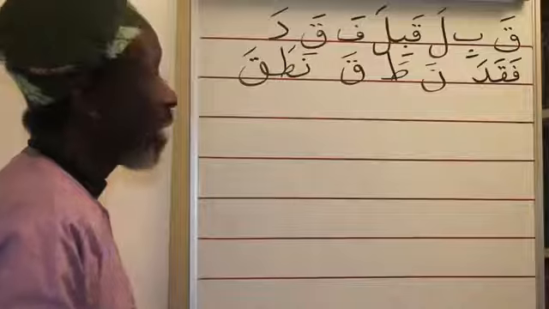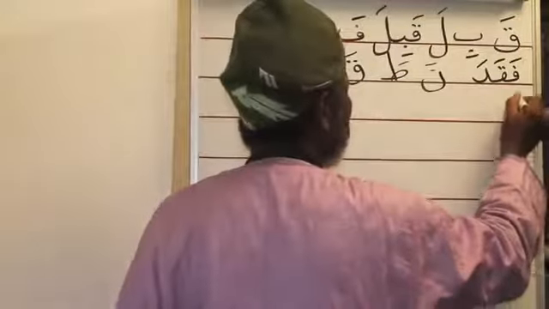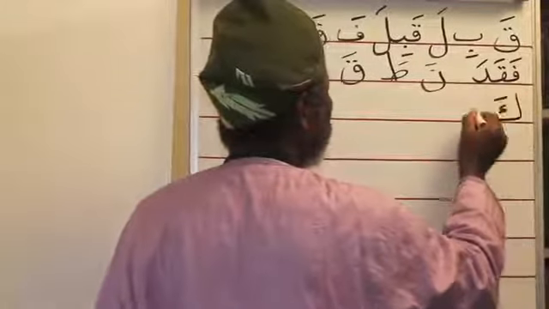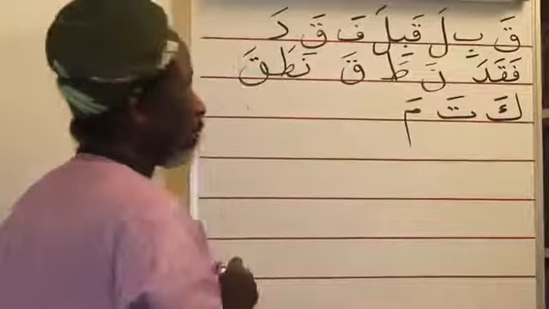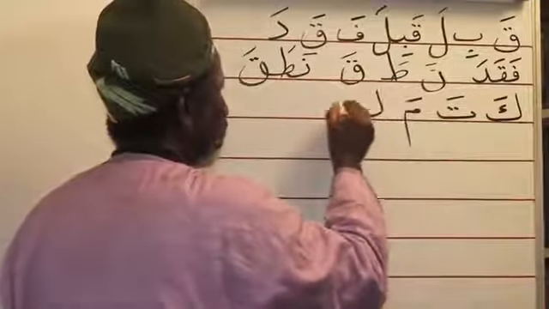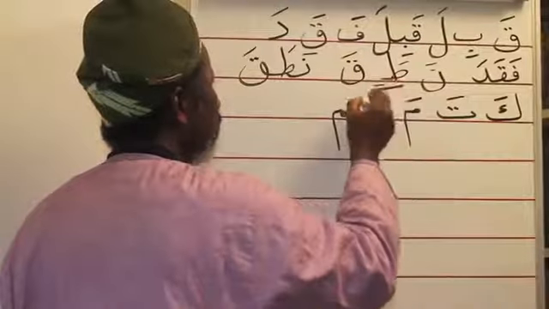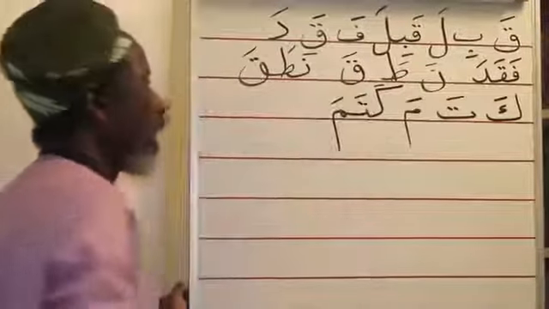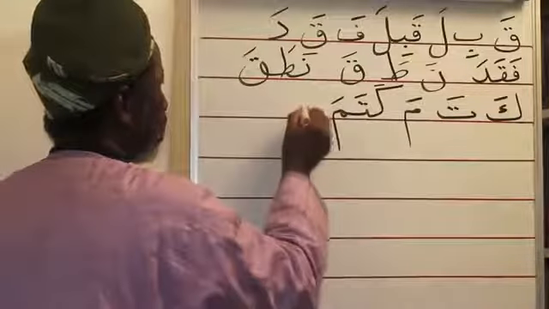So the next is kaf. Kaf at the beginning, katama. Ka, ta, ma. Katama. Join. Ka, ta, ma. Complete your kaf. Ka, ta, ma. Katama.